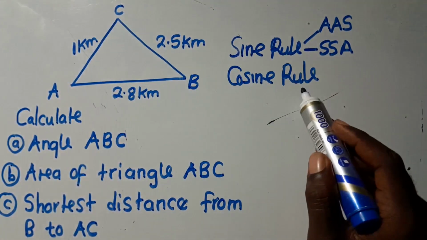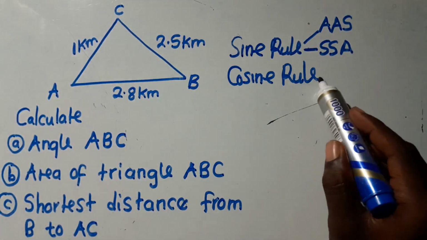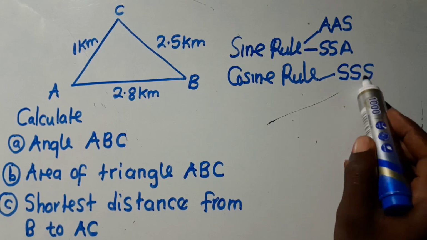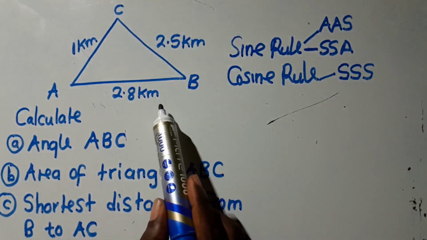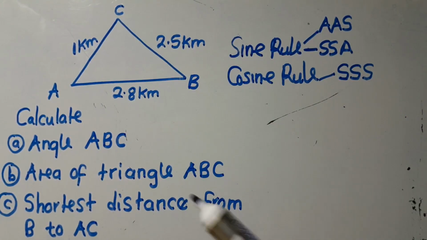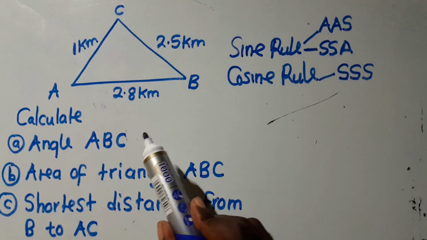Then when do we use the cosine rule? We use the cosine rule when we are given all the three sides. Have you seen? So in this question, are we given all the three sides? Yes, we are given all the three sides. So meaning this question is falling under the cosine rule.